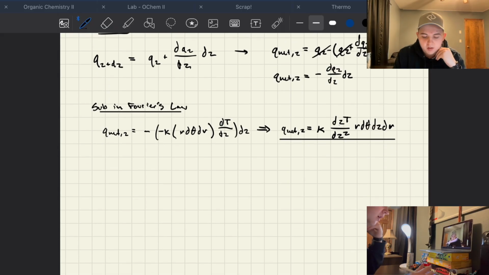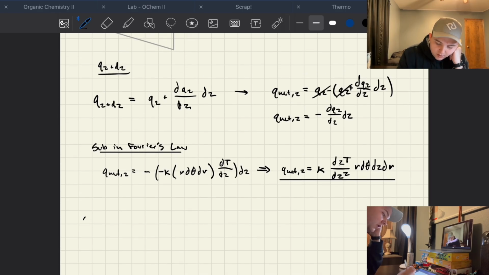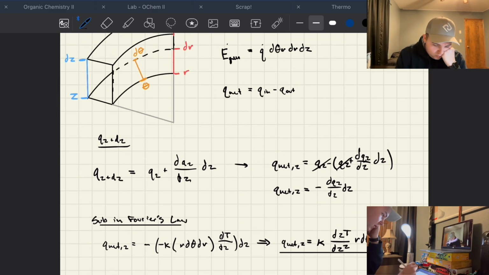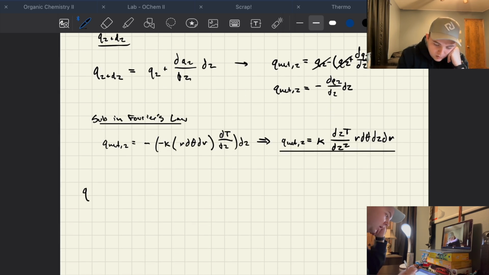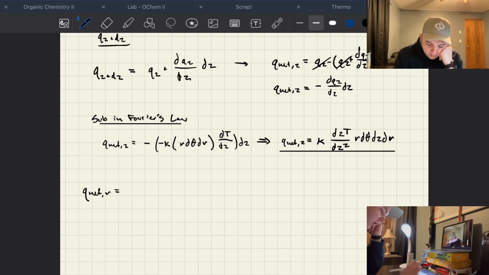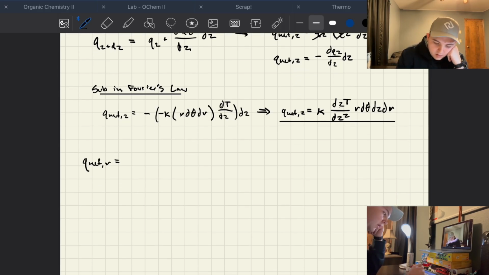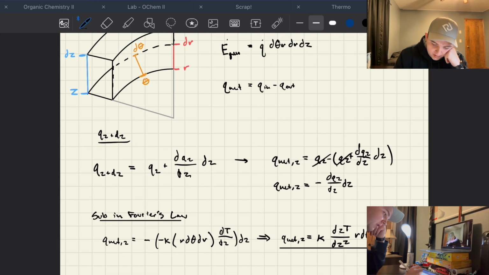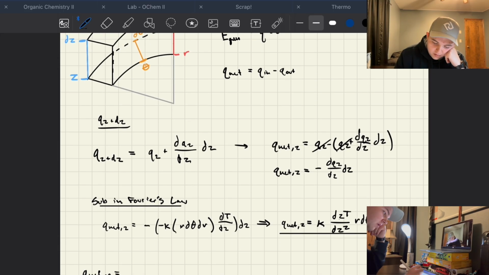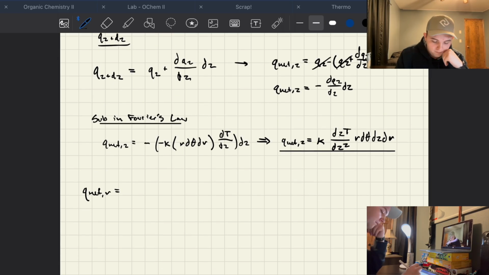Looks good. So we can move on to our other surfaces. So let's do, what do we want to do next? Let's do r, q net r. This one's a little simpler than some of the others, or the theta at least, in my opinion. So it's going to be really simple, or it's really comparative to our r dz. Excuse me.